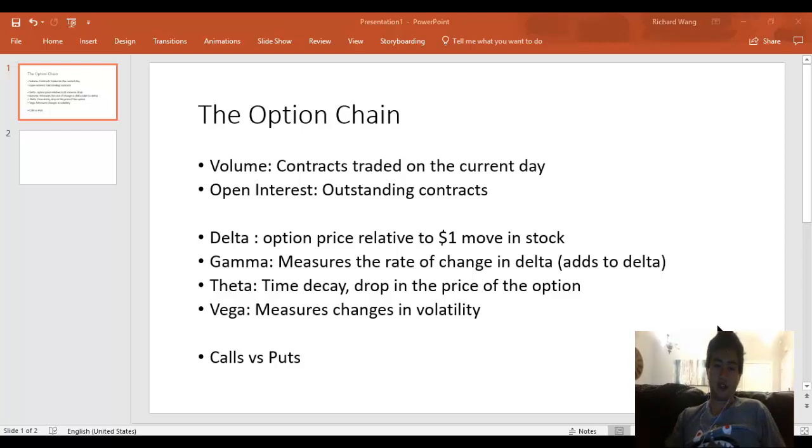Today, we'll be digging into the very basic fundamentals of options. So, what is an option? Options, we have calls and puts.